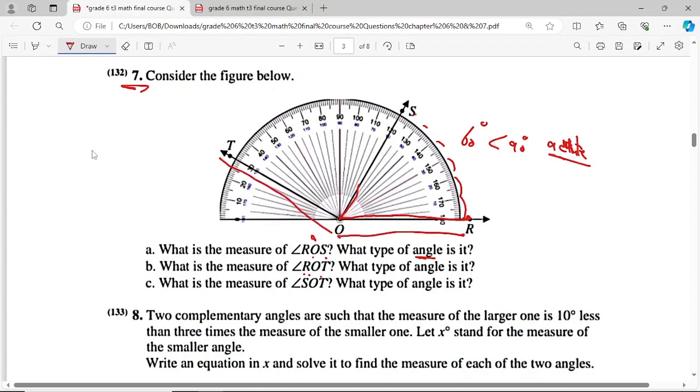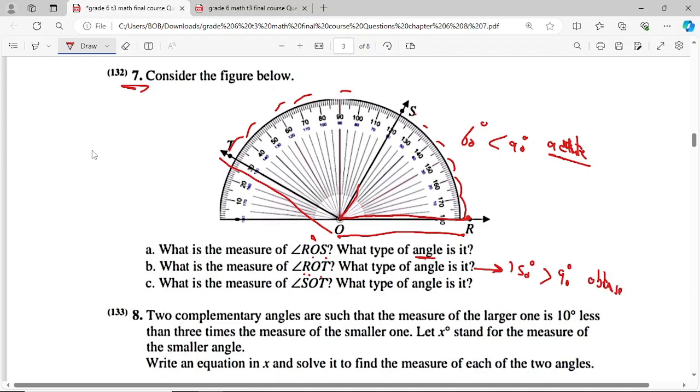Let's measure this angle: 10, 20, 30, 40, 50, 60, 70, 80, 90, 100, 110, 120, 130, 140, 150. So this angle is 150 degrees, which is bigger than 90 degrees. That means the type of this angle is obtuse.